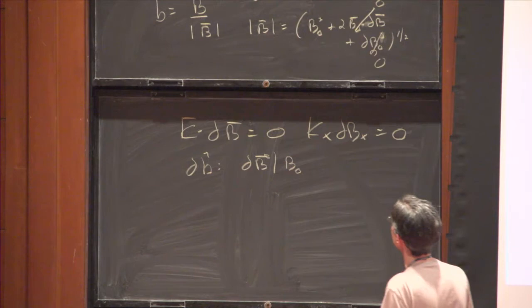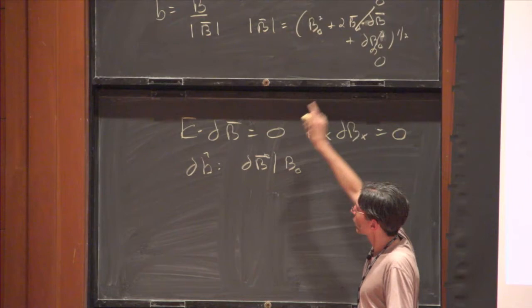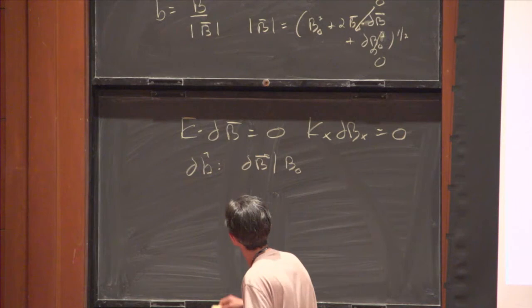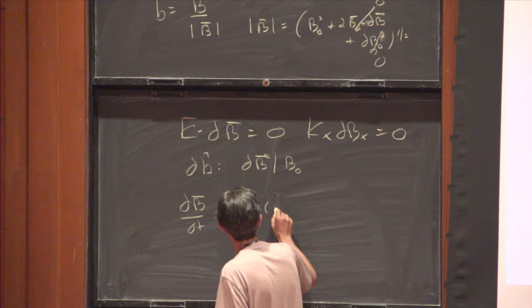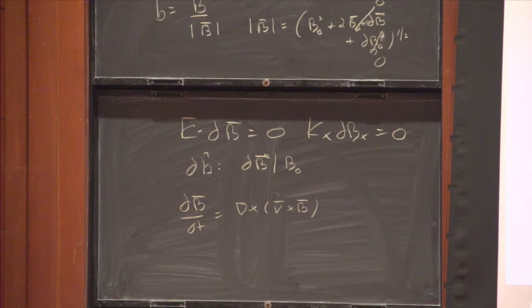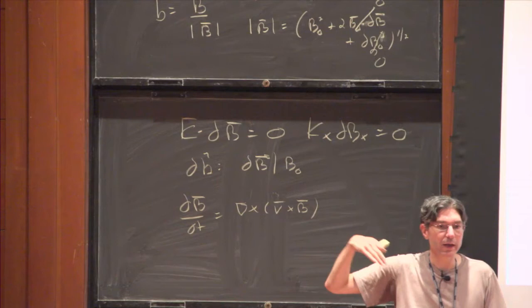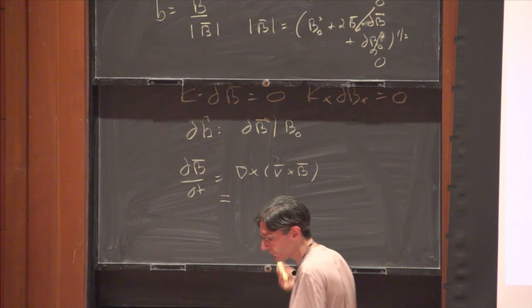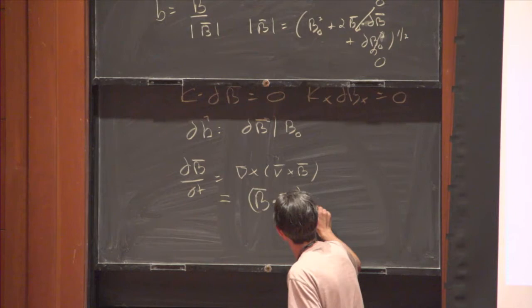All right. So the last thing I want to do is rewrite delta B hat in terms of other properties of the problem. And I'm going to do that using the induction equation. So dB/dt is curl of V cross B. In general, when you expand out the curl, it has four contributions. Two of them vanish if divergence of B and divergence of V are zero. So this turns out to only have two contributions, and that's B dot grad V minus V dot grad B.